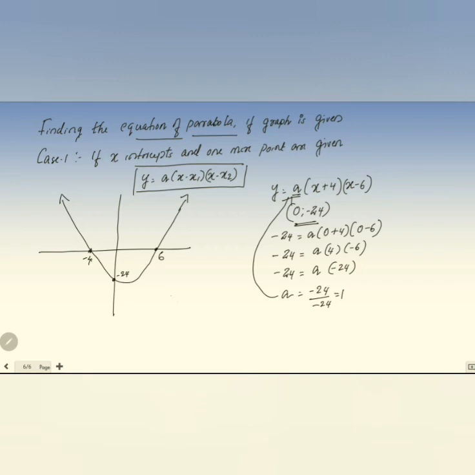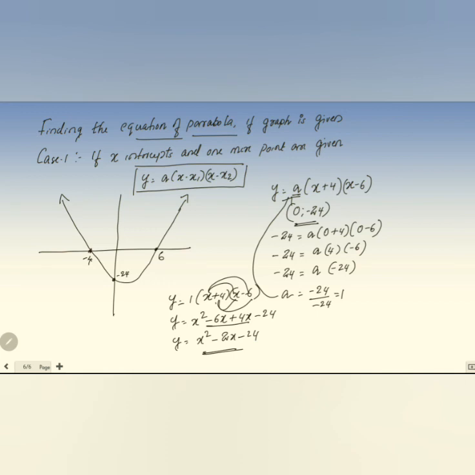So it becomes y is equal to, a is 1 now, which we got by using the other point, then (x + 4)(x - 6). When you open it, you will get the equation of this parabola. That is y is equal to x times x, x square. Then x times -6, -6x. Then 4 times x, 4x. Then 4 times -6, -24. That is y is equal to x square, and the like terms give -2x, then -24. See, we got the equation.